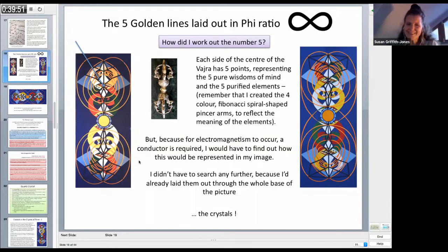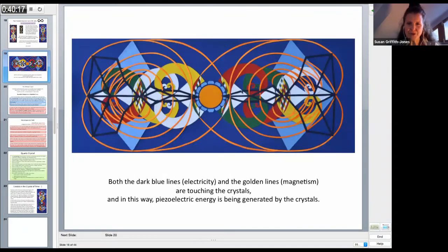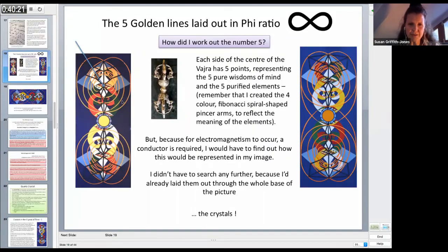But for electromagnetism to occur, a conductor is required. So this would be the next thing that I would have to find out. In other words, how to represent the conductor in this picture. But I didn't have to search any further because I'd already laid them out throughout the whole base of the picture. And I've just turned the picture on its side here. Sorry, I'll go back to the last picture a second. Here you can see that on the left side, the golden lines are not yet joined together.